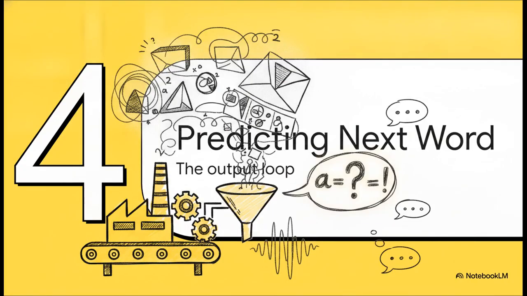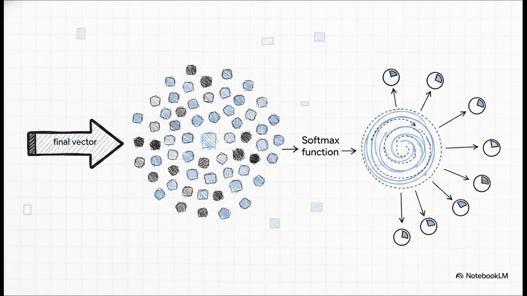Step 4. Predicting the next word. The output loop. Okay, we've made it through the tokenization, the embeddings, the attention, and the deep layers. Let's hit the final stage of our assembly line. How does all this ridiculously dense math finally spit out a human-readable word? Well, we take the final vector of the very last token in our prompt, and we convert it into raw scores for every single possible word in the entire vocabulary. We call these raw scores logits.